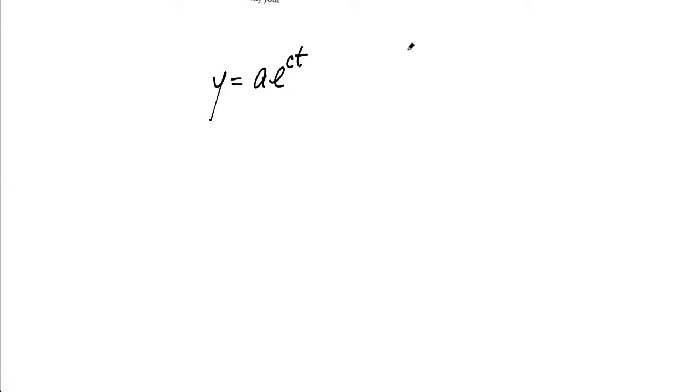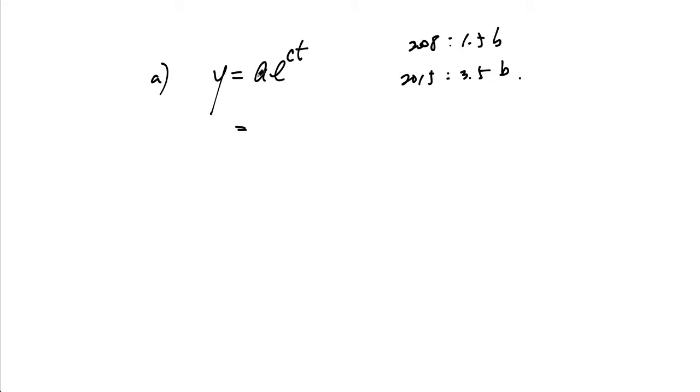Alright, so in 2008, there were 1.5 billion internet users. 2015, there was 3.5 billion. So for part A, let's use this data to get the constants here. A is just 1.5. Okay, we're looking for C.